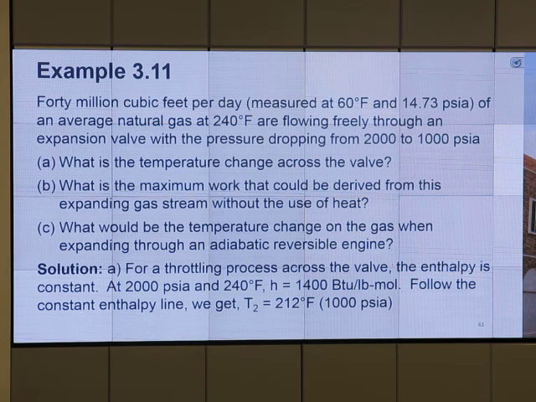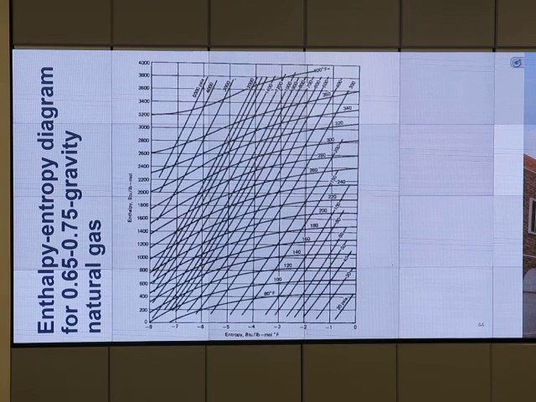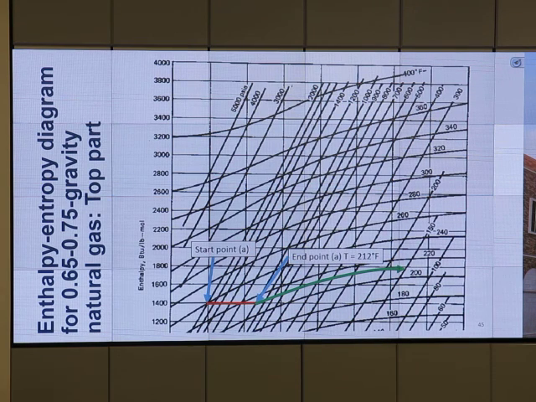Measure at standard temperature and pressure, average natural gas at 240 Fahrenheit is flowing freely through an expansion valve with a pressure drop from 2000 to 1000. What is the temperature change across the valve? So when we have flow through a valve or flow through a choke, you assume constant enthalpy, constant H. Just move straight right, so you go from start point to end point and read the temperature.